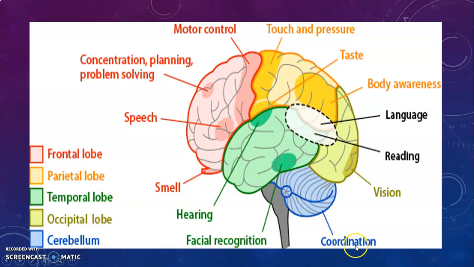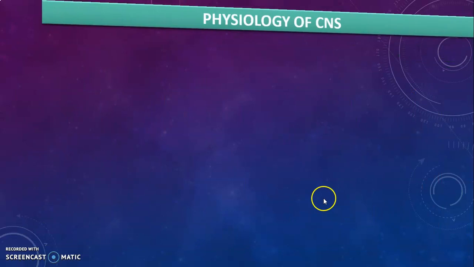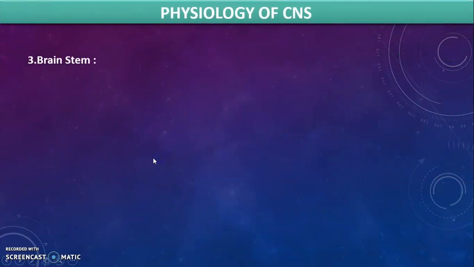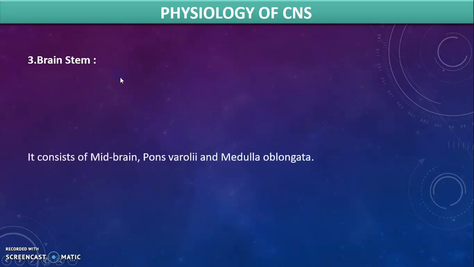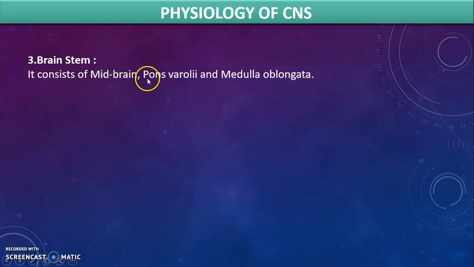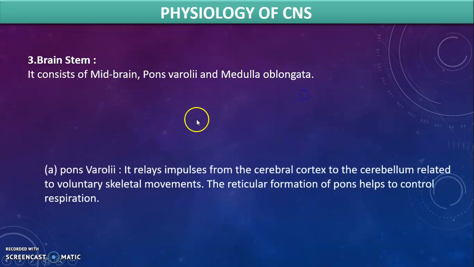Coordination of different body parts is carried out by the cerebrum. The diencephalon is divided into two parts, thalamus and hypothalamus. Then the third part of our central nervous system is the brain stem. It consists of the midbrain, pons varolii, and medulla oblongata.